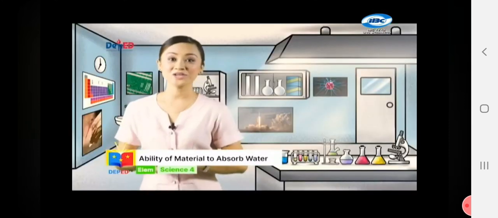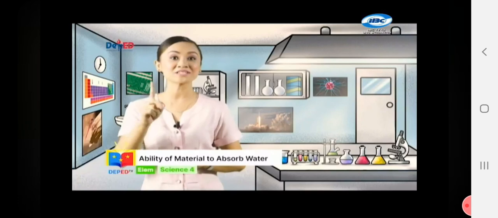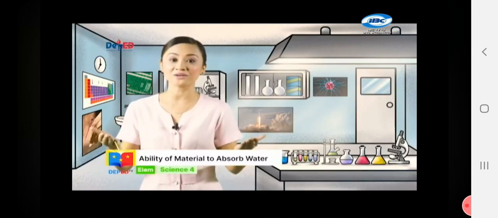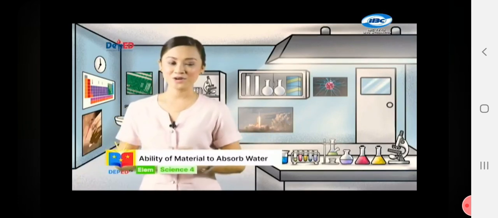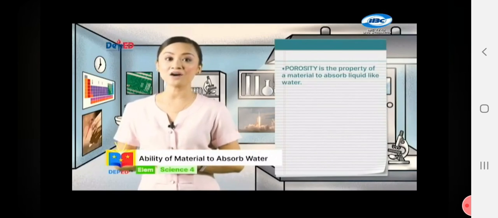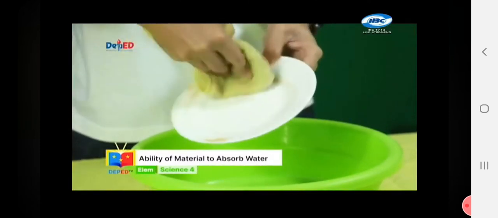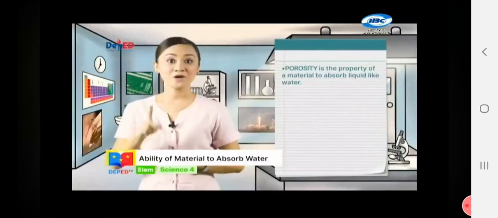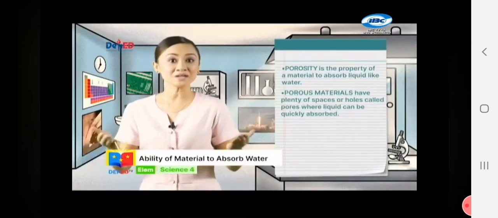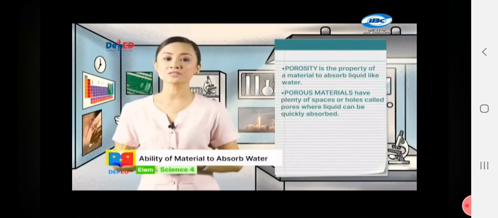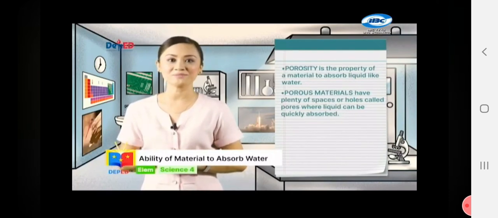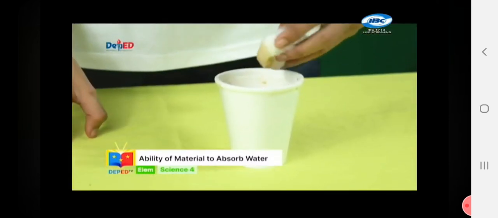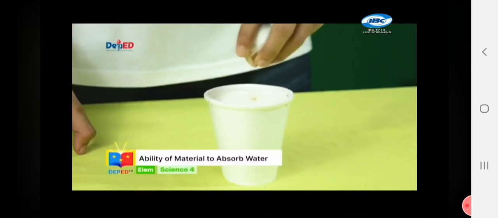For today's lesson, we have ventured on one special property of matter called porosity. Porosity is a property of a material to absorb liquid like water. Cloth has a special property of porosity. It can absorb liquid. Porous materials have many holes called pores where liquid can be quickly absorbed.